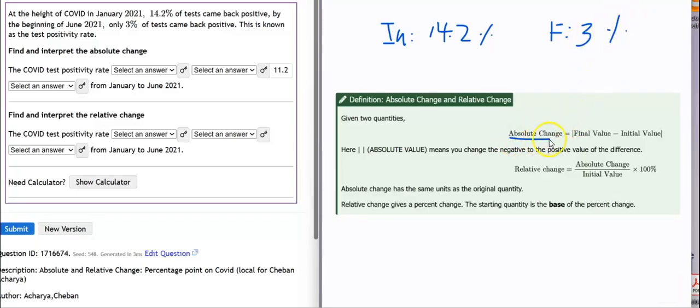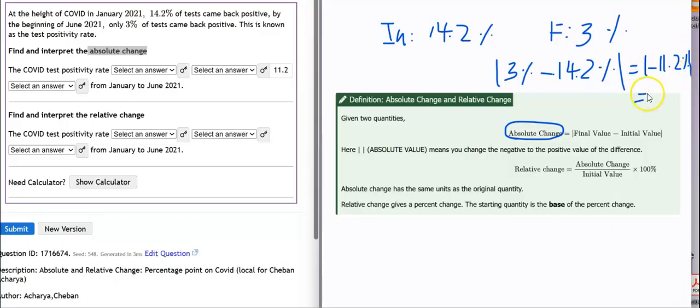So absolute changes here. The first question is find the absolute changes from January 21 to June 21. So what you have to do? You do absolute value of final value, which is 3%, minus 14.2%. This gives you negative 11.2% as the absolute value, which is same as 11.2%. Okay, but notice that this is the percentage value as a change, absolute changes.